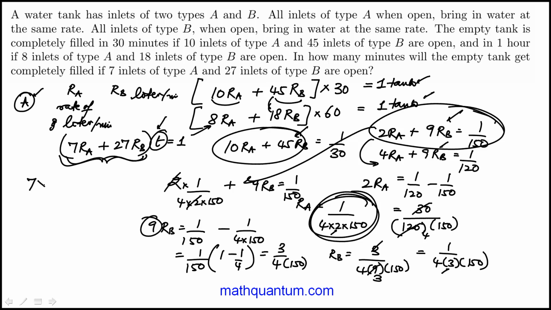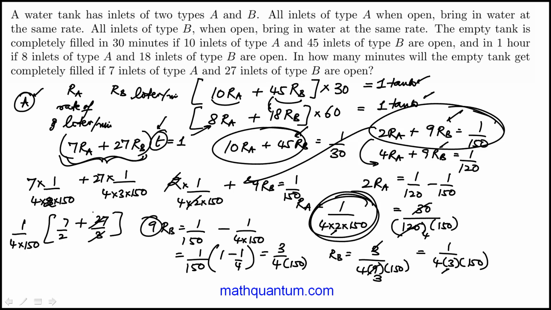Now I have to do 7 times. So yeah, I don't know, maybe it's easier with a calculator, but try a method that works for you. Actually, let me make sure I'm substituting the right thing. This is a 2. 1 over 4 times 3 times 150. So I'll pull out a 4 times 150, 7 over 2, and then 27 over 3. And then this has to clean up.